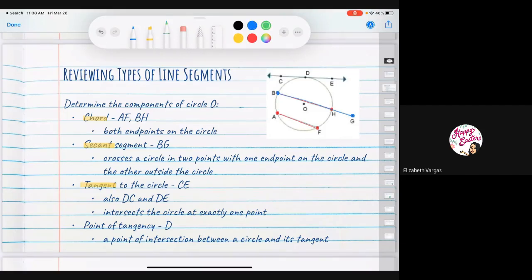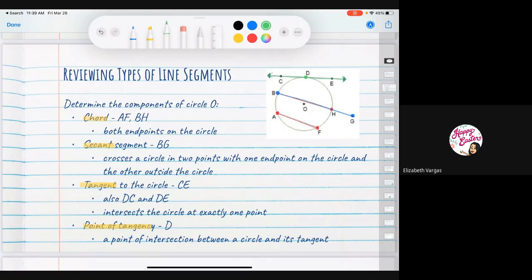A tangent runs on the outside of the circle. It intersects the circle at exactly 1 point, but it typically runs on the outside. So in this instance, our tangent will be from C to E. And as you can see, it intersects the circle at exactly 1 point, which is this point right here. And that point is known as our point of tangency. It is the point of intersection between a circle and a tangent. D is our point of tangency. So that's chord, secant, tangent, and then tangent gives you your point of tangency.